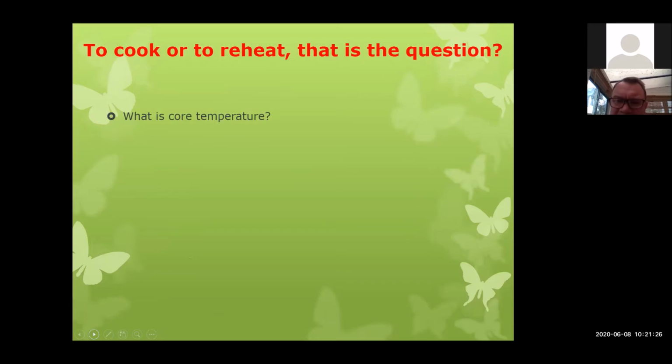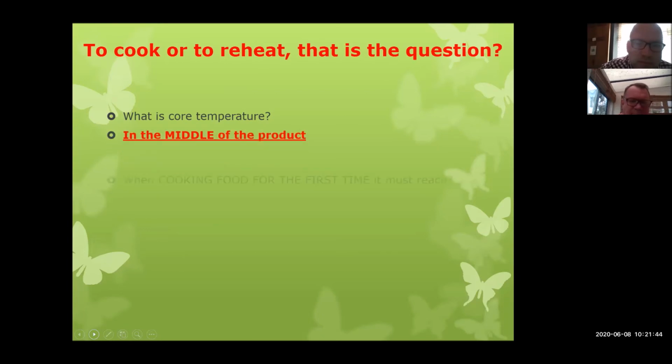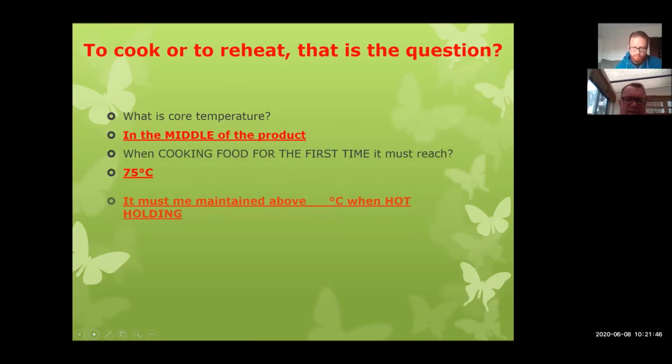What is the core temperature? I don't know, Taylor. I'm going to ask Taylor. What is the core temperature? So if I ask you to cook something to the core temperature, what temperature would you think you'd be cooking it to? 75. Well done, Taylor. That's good. Yeah, 75. Fantastic. Well done.